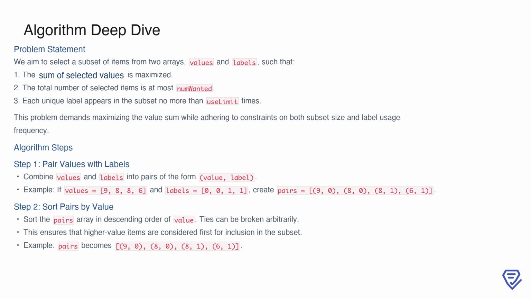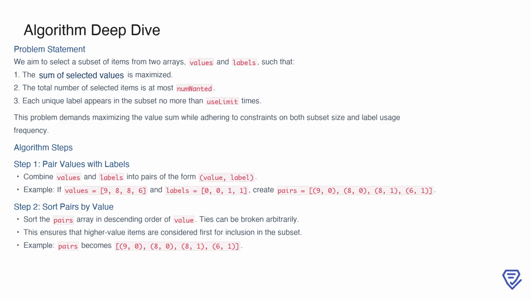In this problem, we are tasked with selecting a subset of items from two given arrays, values and labels, while adhering to three constraints. First, we aim to maximize the sum of the values in the subset. Second, the total number of items in the subset should not exceed the limit defined by num_wanted. Lastly, each unique label can appear in the subset no more than use_limit times. To solve this, we break the problem into a series of methodical steps.